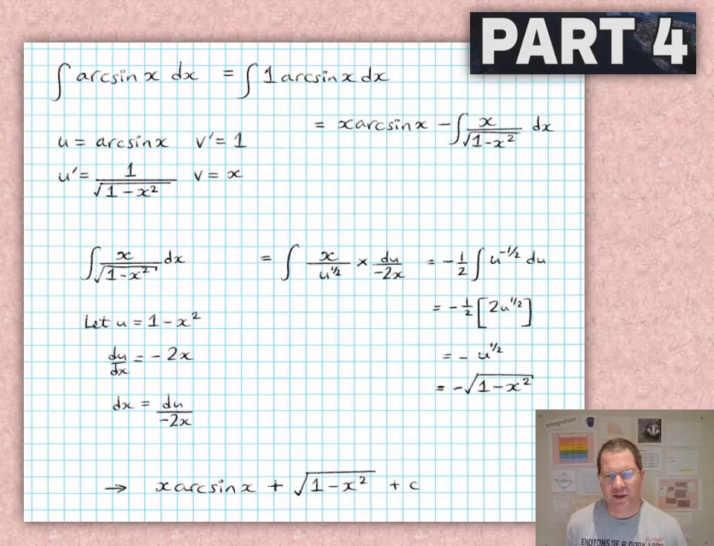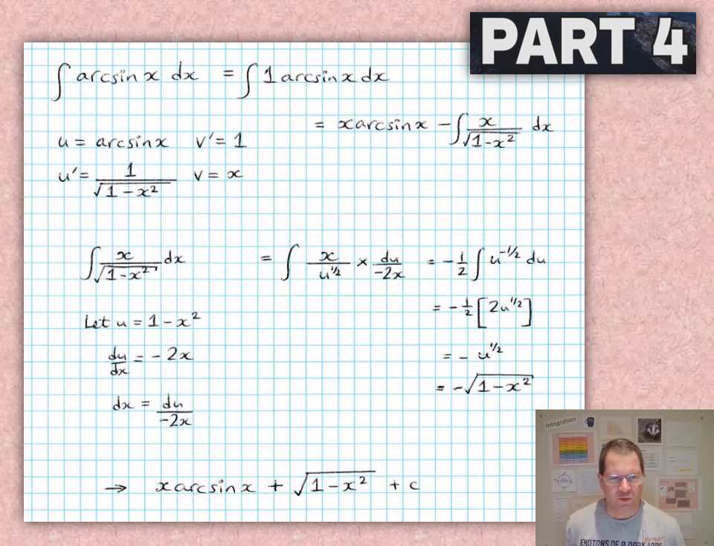So applying the formula, uv is x arcsine x, and from that we're going to take away the integral of u dash v, which is x over the square root of 1 minus x squared dx. So then the question becomes, how do we integrate that? Is that any simpler than what we started with? Well, here we can use a substitution.